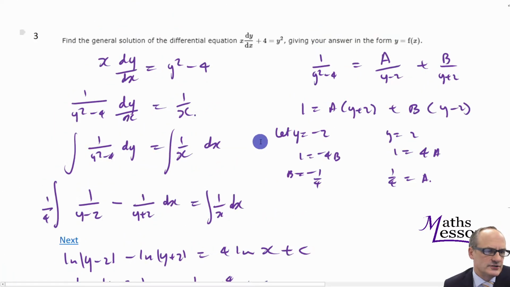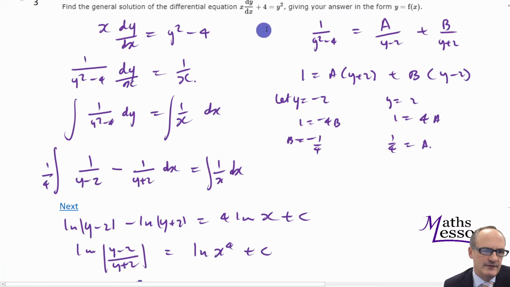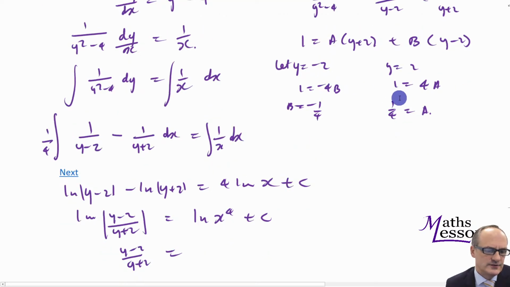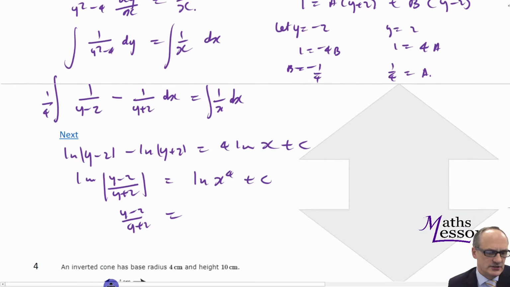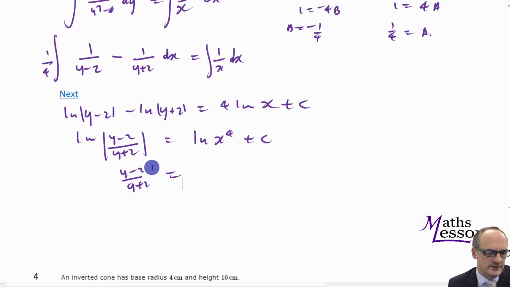Just going back to the question just to find out what we're supposed to be doing. We don't have any values. We're just going to get it in y equals format. So we need to get y on its own. And I'm going to need even more space to do that, I should think. So let's just get myself a bit more. So I'm going to have e to the natural log of x to the 4 plus c.